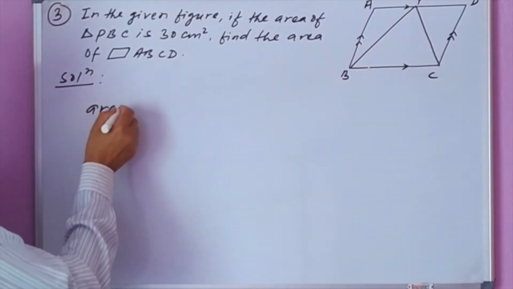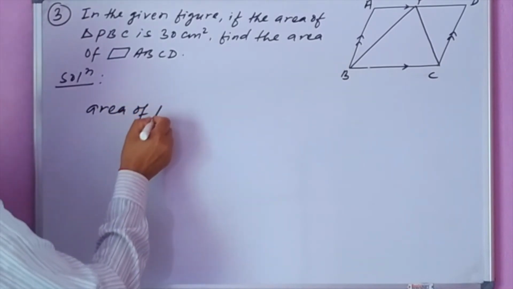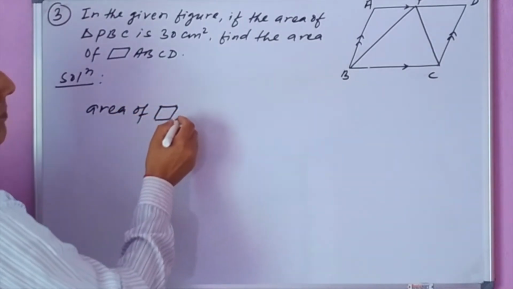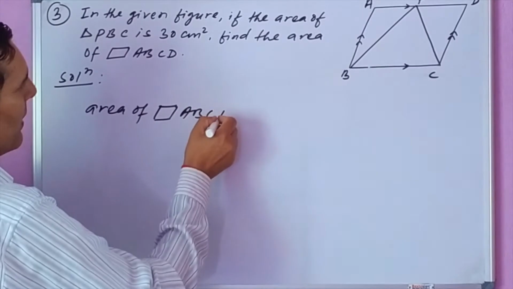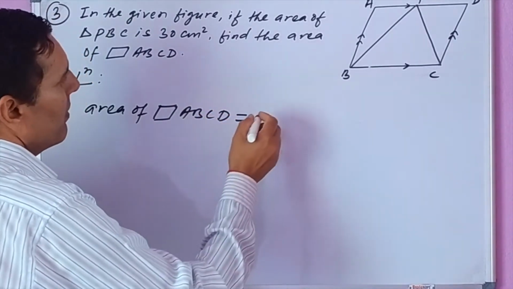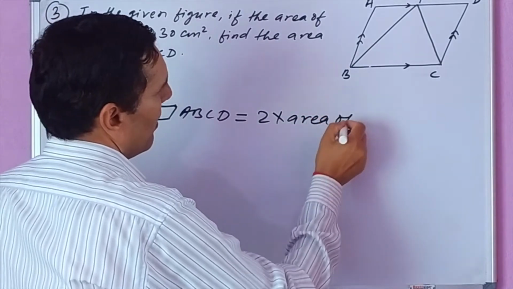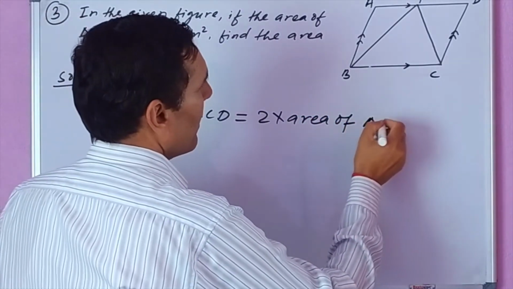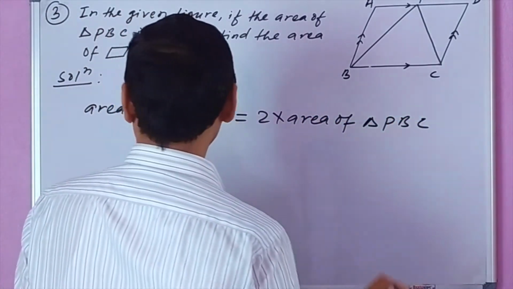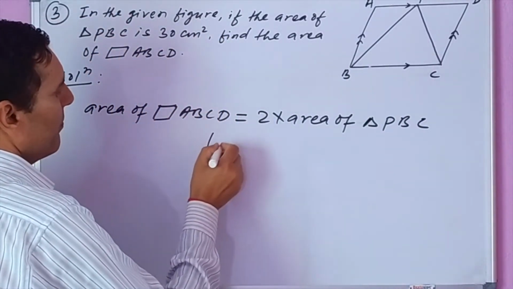So area of parallelogram ABCD is equal to 2 times area of triangle PBC. We have to write the reason for this.